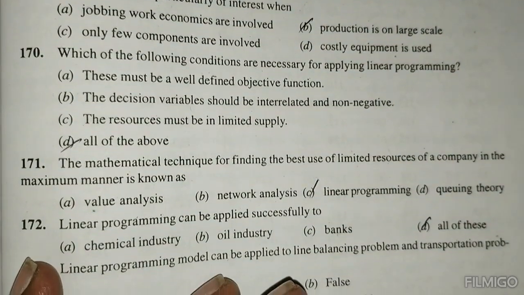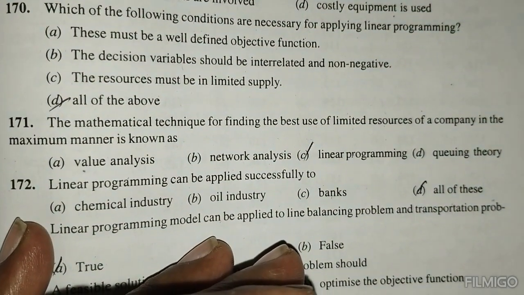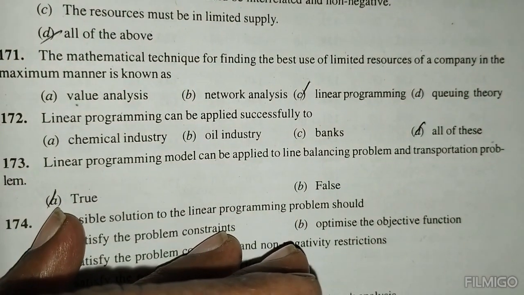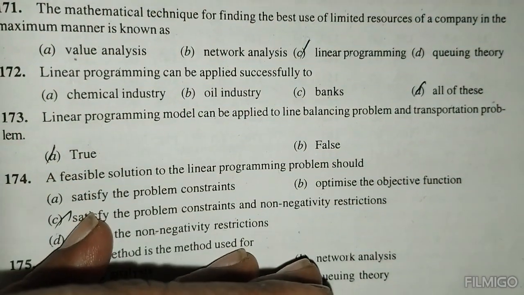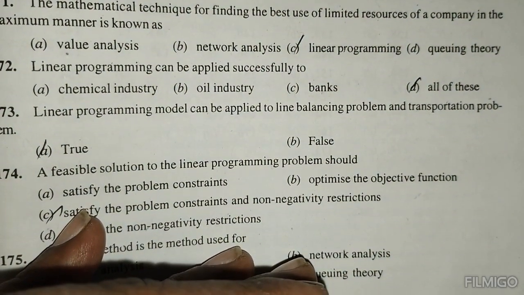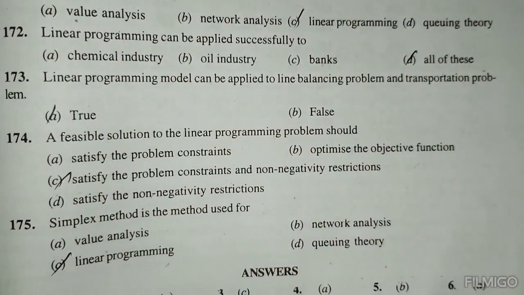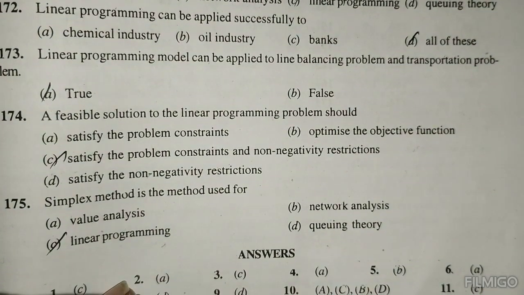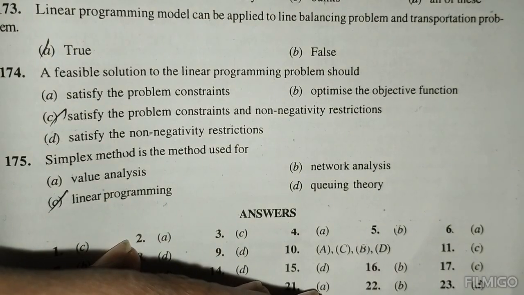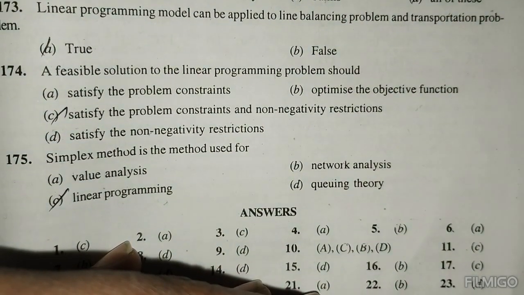The mathematical technique for finding the best use of limited resources of a company in the maximum manner is known as linear programming. Linear programming can be applied successfully to all of these. The linear programming model can be applied to the line balancing problem and the transportation problem. True. A feasible solution of a linear programming problem should satisfy the problem constraints and non-negativity restrictions. The simplex method is a method used for linear programming.